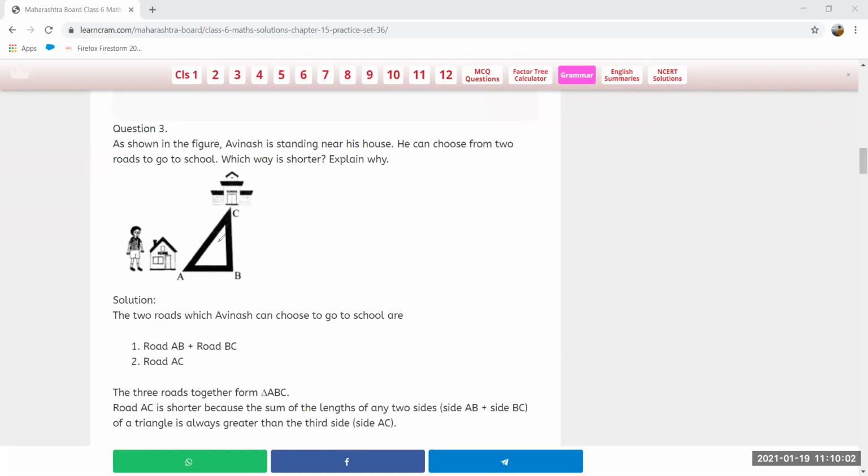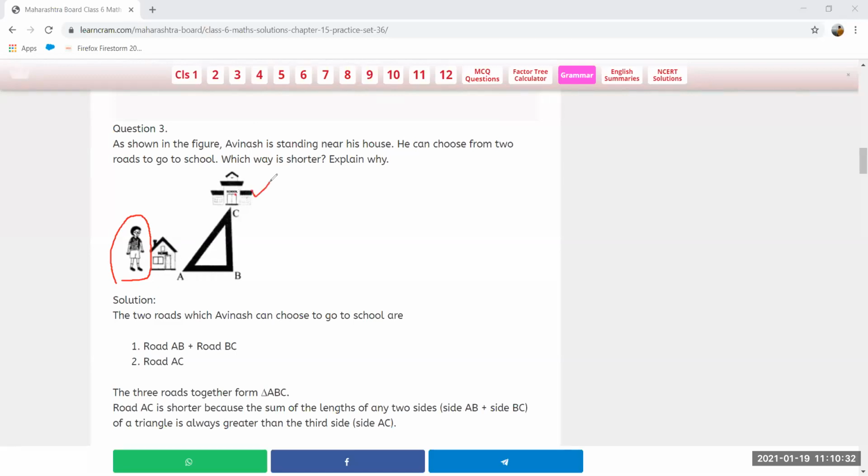So in such a case, this question is given that Avinash is standing near his house. See this boy, his name is Avinash. So this Avinash is standing near his house. This is his house. Okay. He can choose from two roads to go to school. So which way is shorter? This is his school.